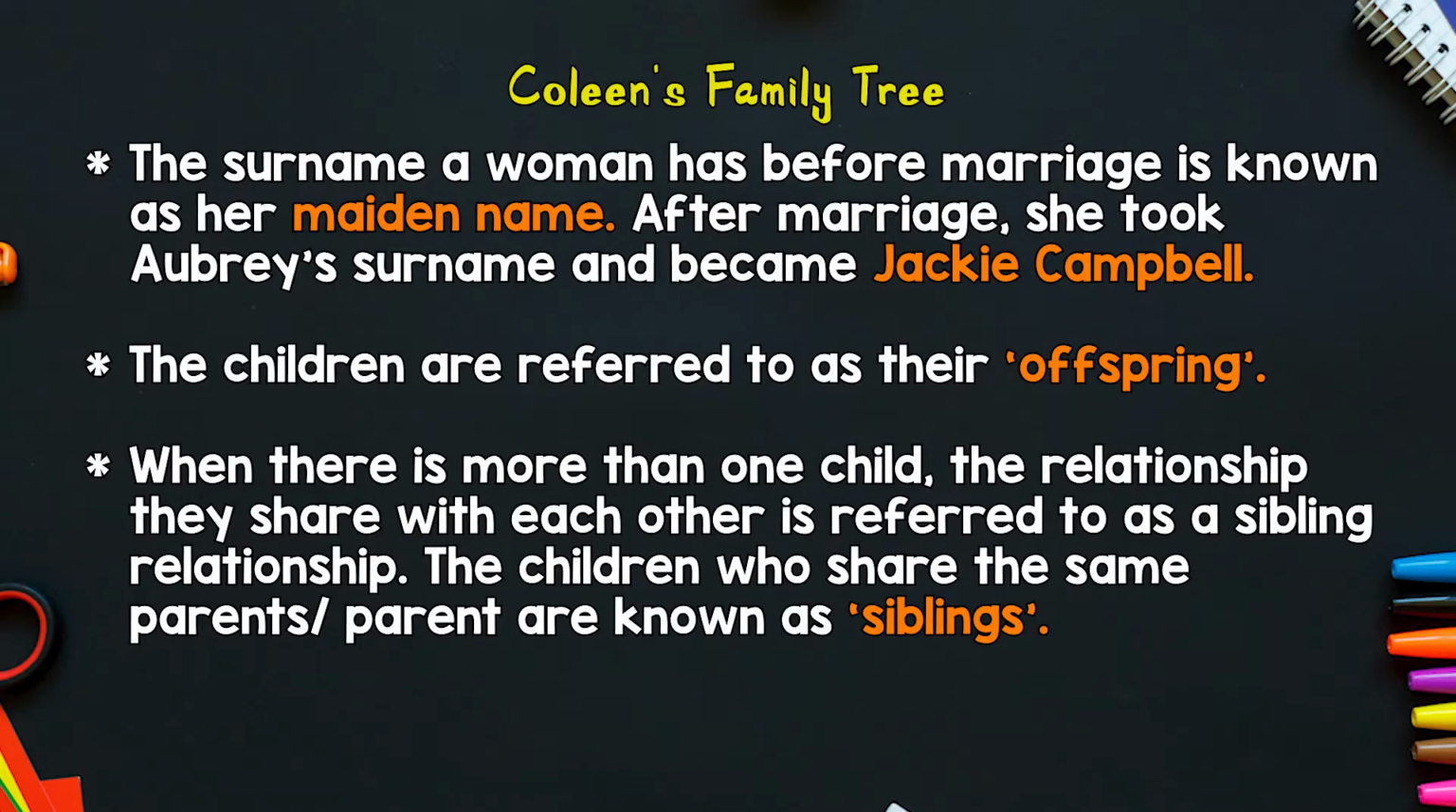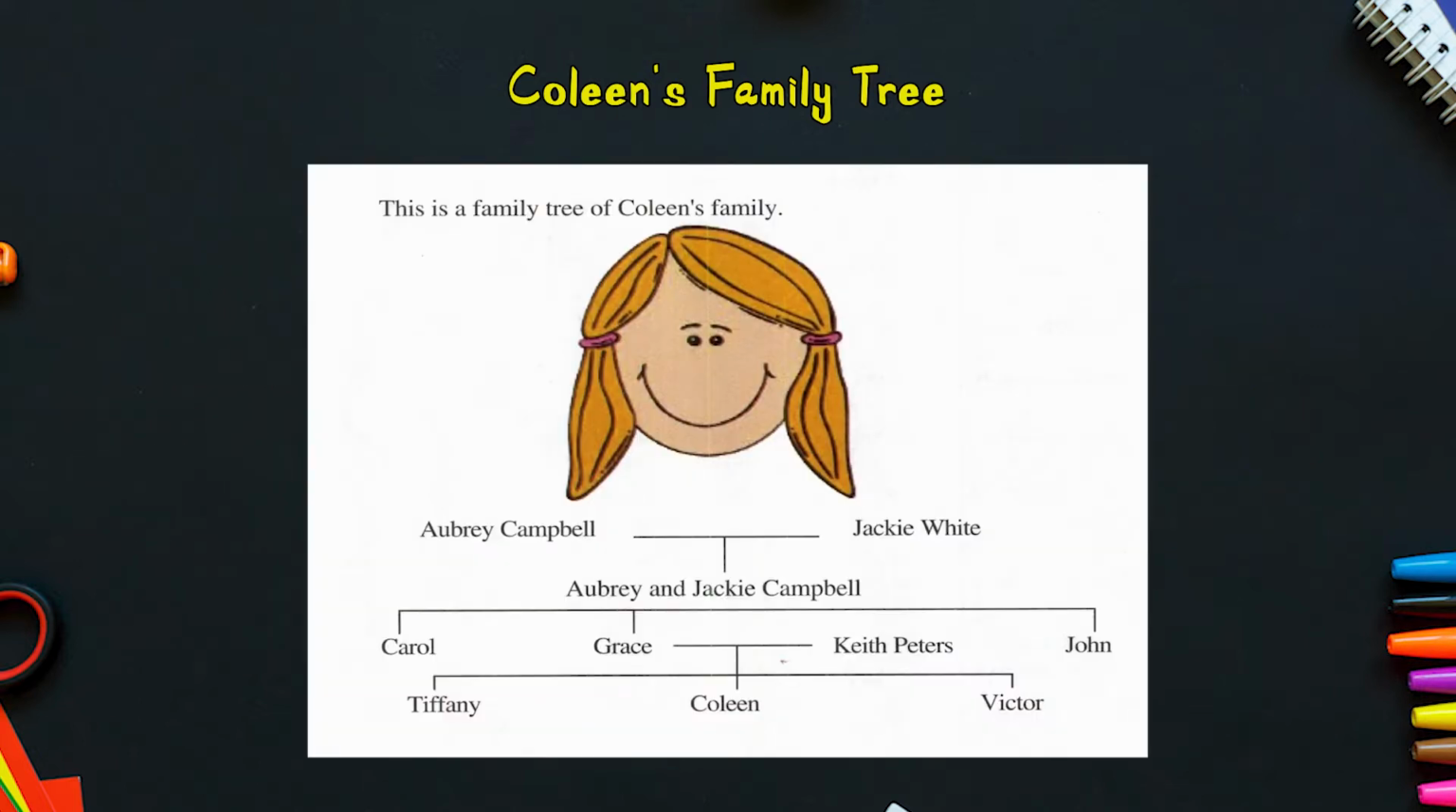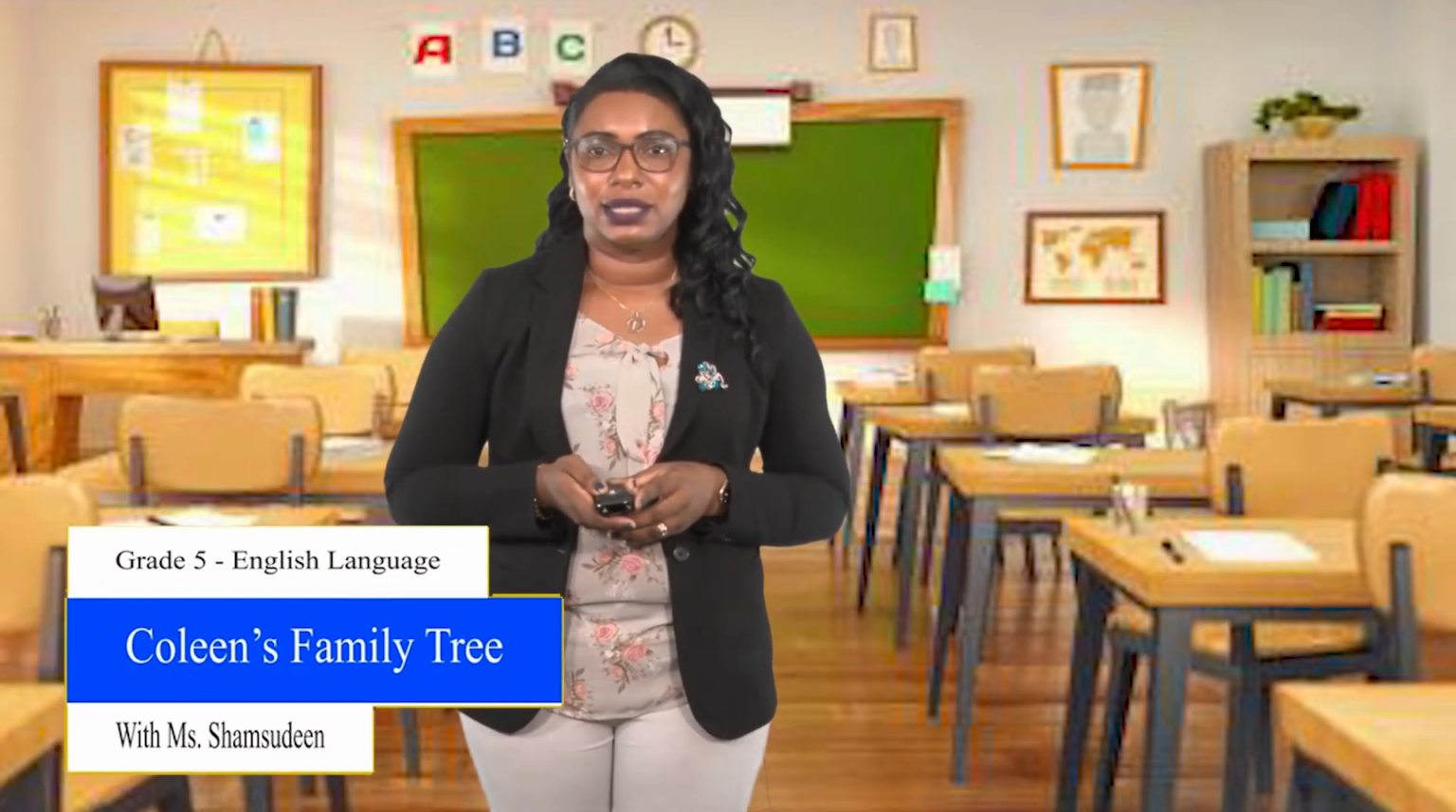Now, when there are more than one offspring in the family, the relationship they share with each other is referred to as sibling relationship. The children who share the same parent or parents are known as siblings. Can you identify the persons sharing a sibling relationship in this family? Look carefully at the tree. We can see that Aubrey and Jackie Campbell had children. Can you name those children? We'll come back to that a little more.